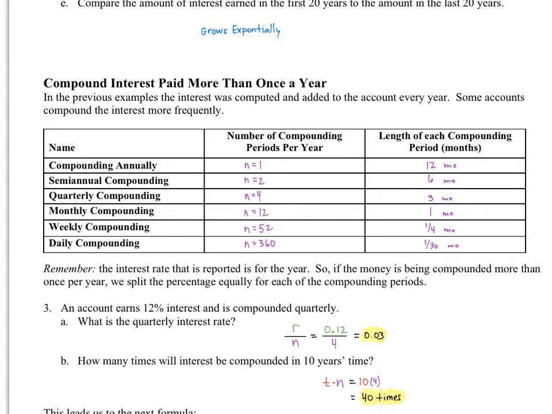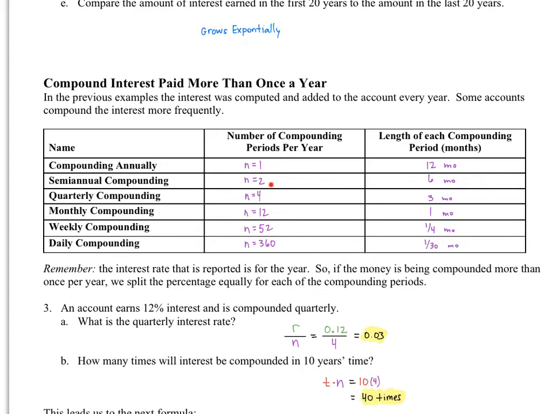Typically though, when you invest money, it is compounded more than just once a year. Some accounts compound interest more frequently, and that's only to your benefit when you're investing, right? So if we're going to talk about compounding annually, we could say that N, the number of compounding periods per year, is 1. And that's 12 months if we wanted to talk about it in terms of 12.